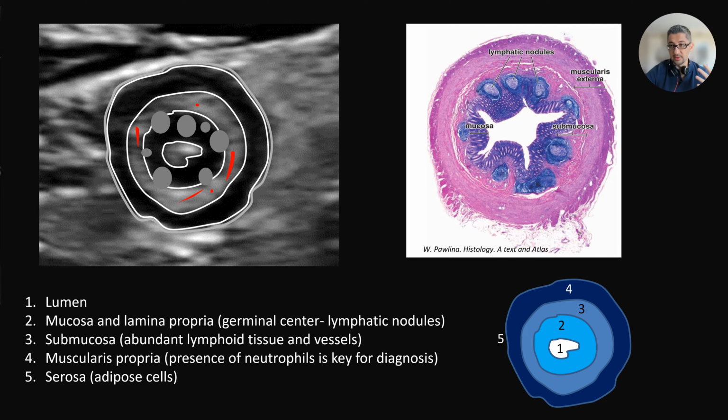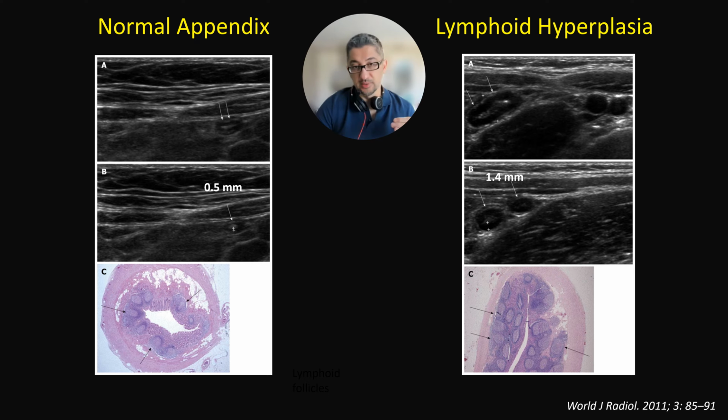So what is lymphoid hyperplasia? Lymphoid hyperplasia is common in children. It's a physiologic response to infections. Usually after a viral infection or a bacterial infection, there is proliferation of the lymphatics as a defense mechanism. Also everywhere in the intestine, but also in the appendix. This is a very nice paper showing this with the correlation of ultrasound and histopathology.